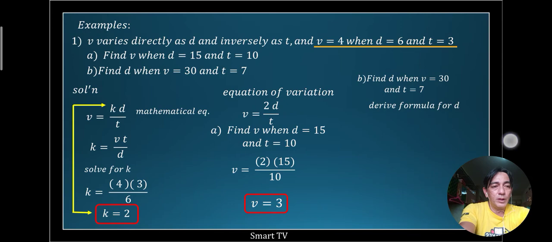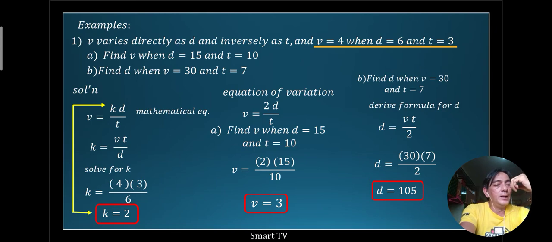And D now is equal to BT over 2. Okay, now substitute natin yung given. Ang B daw ay 30, tapos yung T ay 7. Yan, 30 times 7 over 2. So, 30 divided by 2 is 15. So, 15 times 7 will be 105. So, yan na ngayon ang value ng D natin kapag ang B daw ay 30 and then ang T ay 7. Okay, so ganun lang yan. Nanggaling lang lahat yung mga formula natin sa equation of variation.